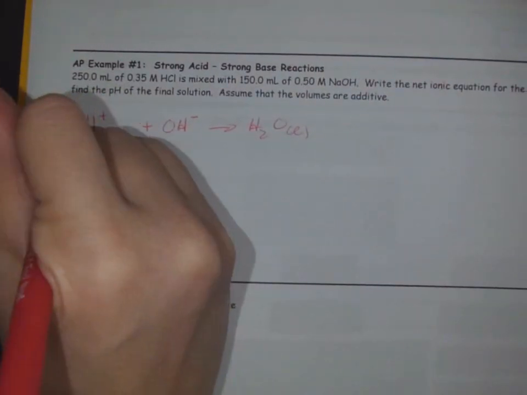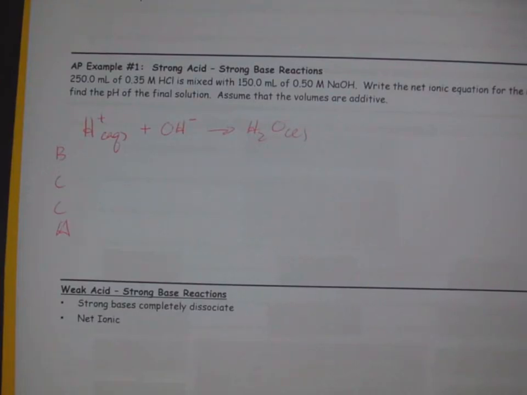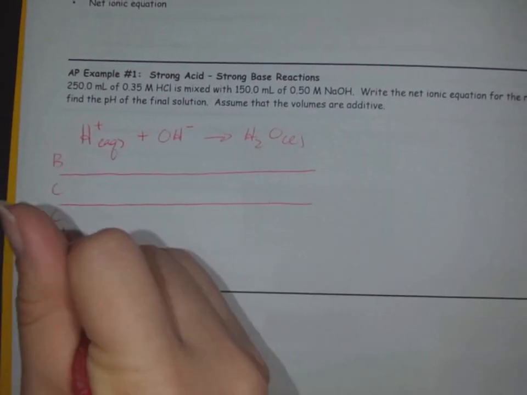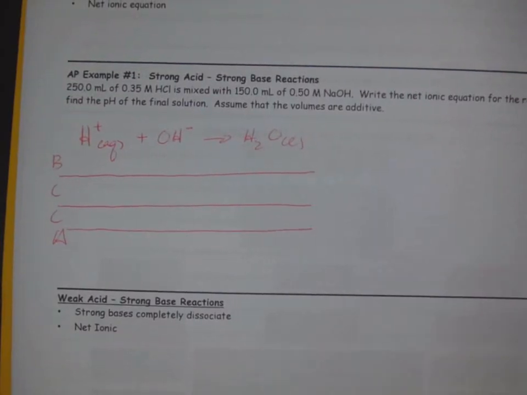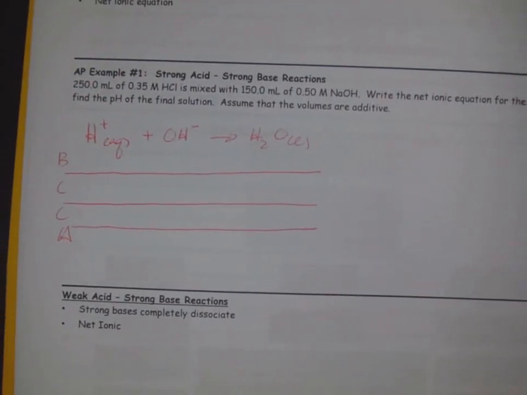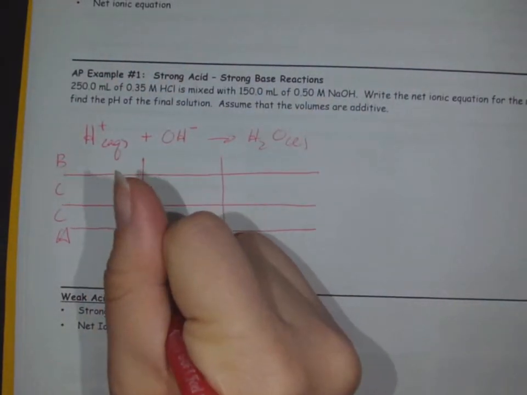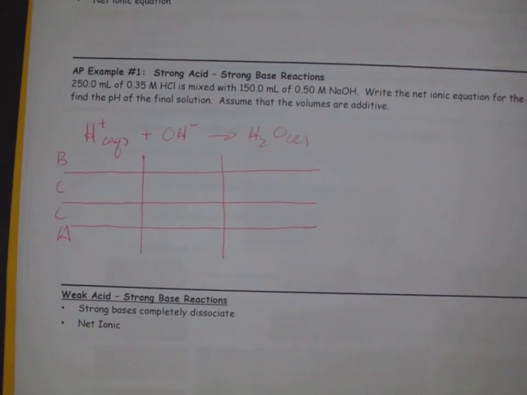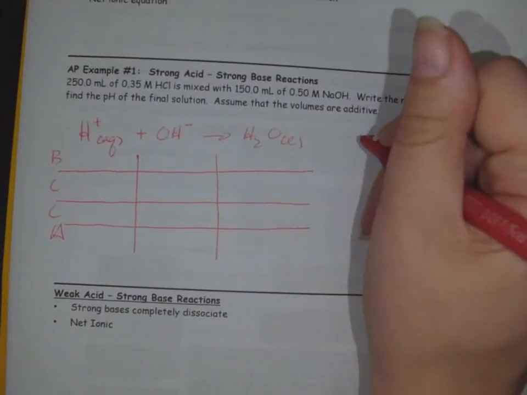And we are going to use a BCCA table, not an ICE table, a BCCA table, to figure out if we had perfect amounts of these items, or if one of them is an excess and one's a limiting. That's how we use a BCCA table to figure that out. Reminder about a BCCA table and how it's different than our ICE tables. We do include liquids and solids in BCCA tables, and we can only have moles inside of a BCCA table, and that's another important difference here.